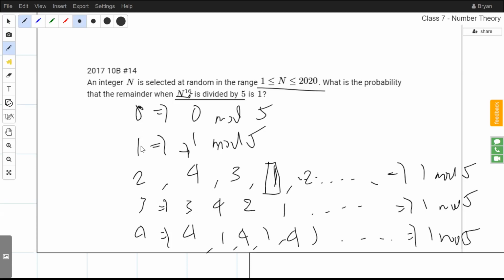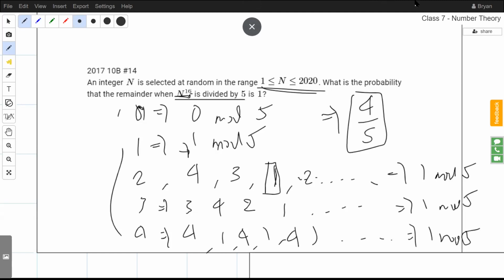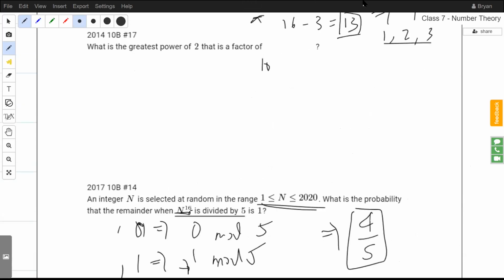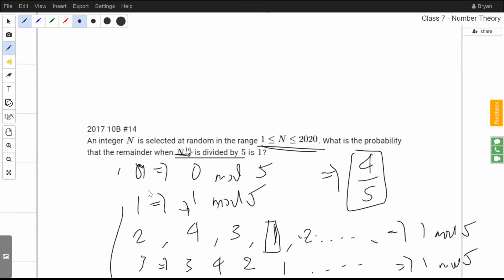So basically, you'll find that if n is 1, 2, 3, or 4 mod 5, n to the 16th is always going to be 1 mod 5, and if n is 0 mod 5, then it's just going to be 0 mod 5. So if you notice that this range, 1 to 20, contains every residue an equal number of times, the probability is just going to be 4/5, because there are 4 possible ones that end in 1 and 1 that ends in 0, and that's it. Voila.